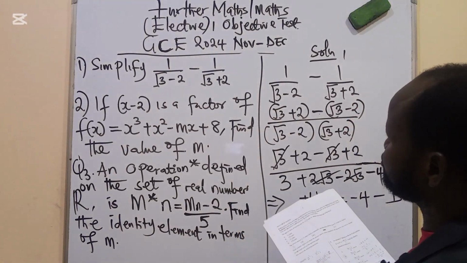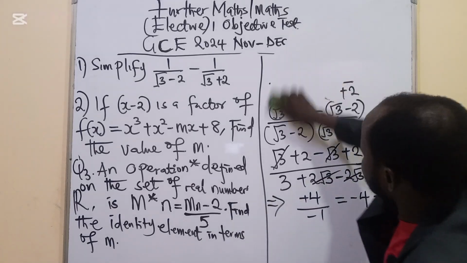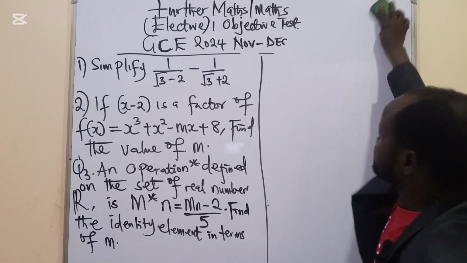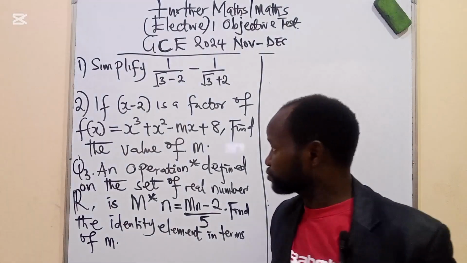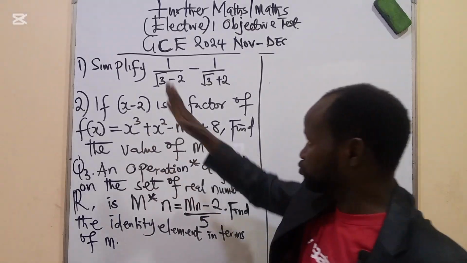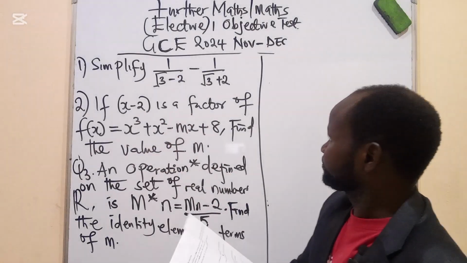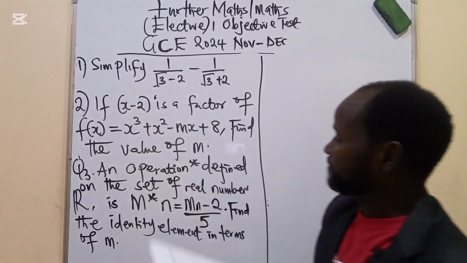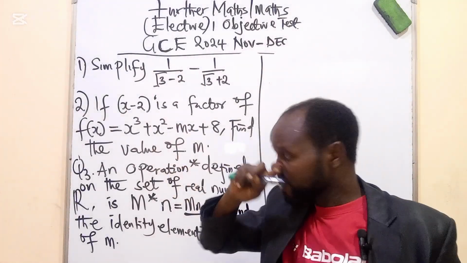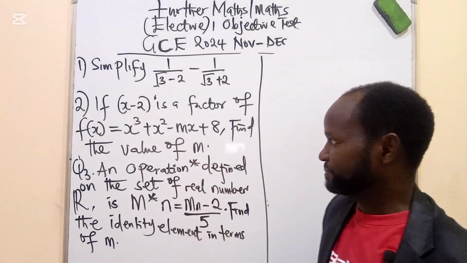Let's move to question 2 quickly. Let's clean this side so that we can look at how to handle question 2 together. Question 2 reads, if x minus 2 is a factor of f of x equals x cubed plus x squared minus mx plus 8, we are asked to find the value of m.